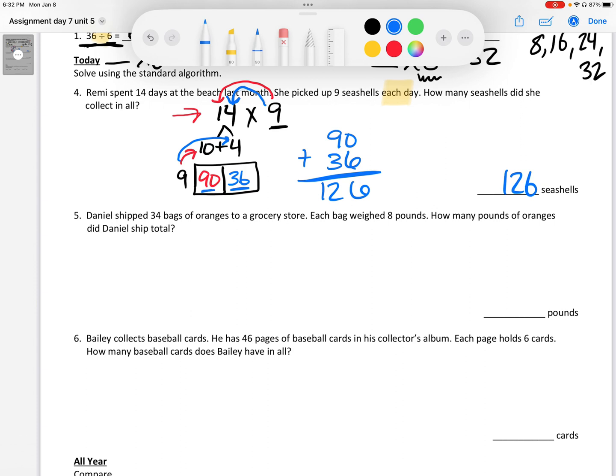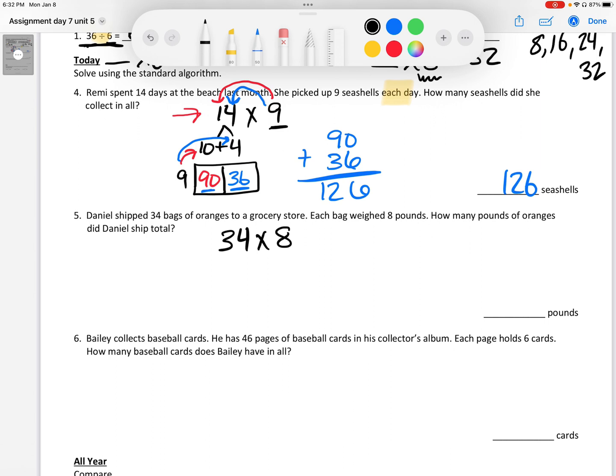Okay, let's look at problem 5. Problem 5 says, Danielle shipped 34 bags of oranges to a grocery store. Each bag weighed 8 pounds. How many pounds of oranges did Danielle ship total? Let's see. We're going to use the partial products method to solve this. So we have 34 times 8. We know there are 34 bags. Each bag is 8 pounds.